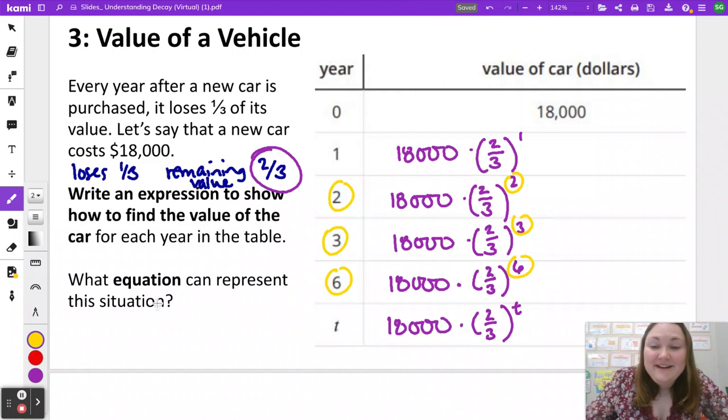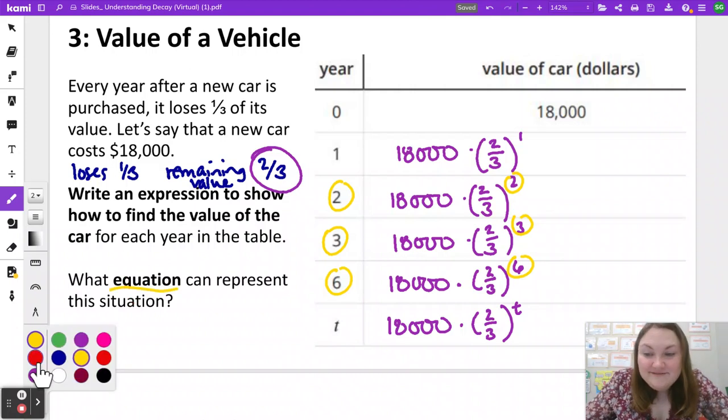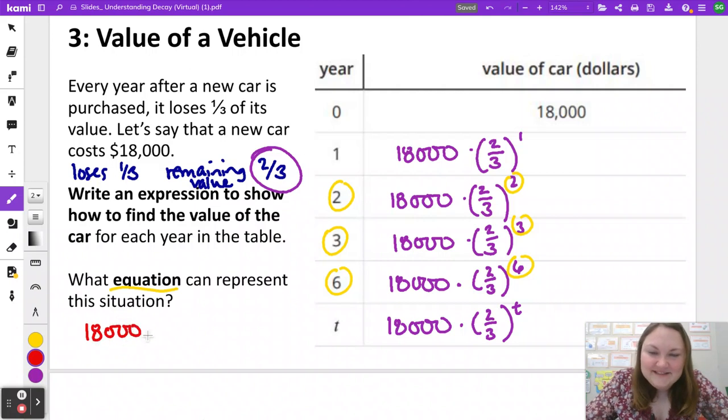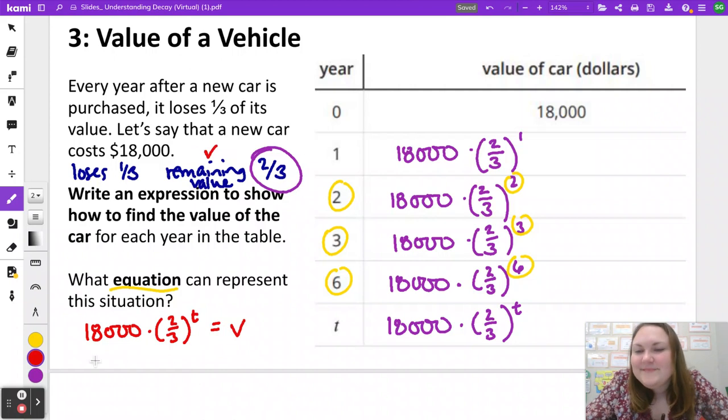Now, what I've got over here is not exactly an equation. To make this an equation, I could just say 18,000 times two-thirds to the t power. That would equal, let's use v for the remaining value of the car. Now it's an equation.